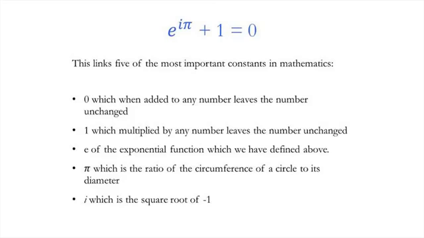We've got 0, the identity for addition, which when added to any number leaves the number unchanged. We've got 1, the identity for multiplication, which multiplied by any number leaves the number unchanged. E, I've been telling you about, the exponential function defined above. Pi is the ratio of the circumference of a circle to its diameter. And i, which is the square root of -1.